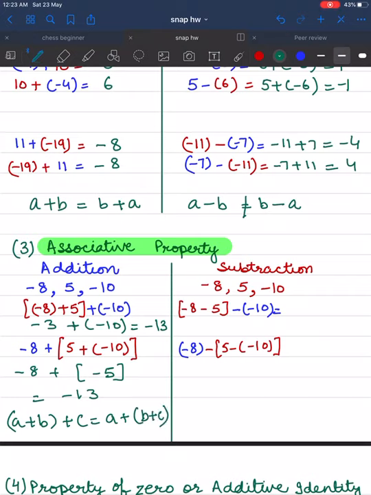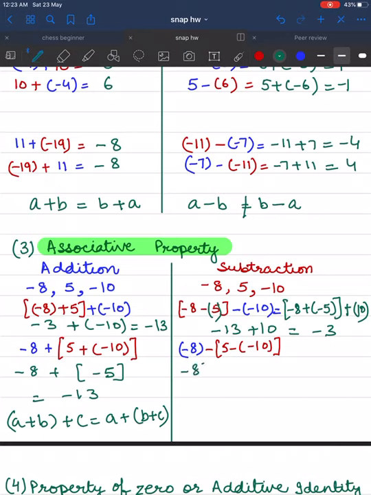Now let's check for subtraction. Now here I have grouped minus 8 and 5. So here I change subtraction sign to addition sign and I take opposite of 5, which is minus 5. And then I change subtraction sign to addition sign and I take opposite of minus 10, which is 10. Now on solving the bracket I get minus 13 plus 10. So it's minus 3.